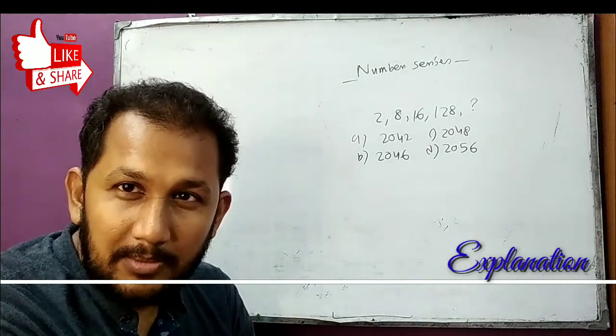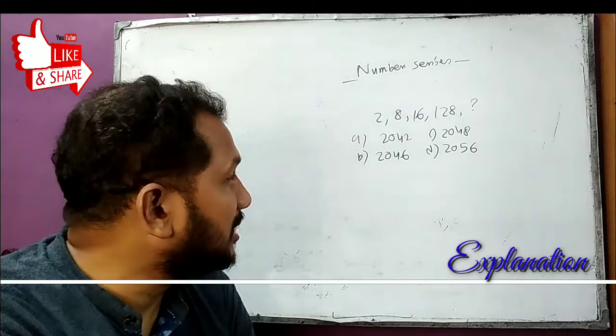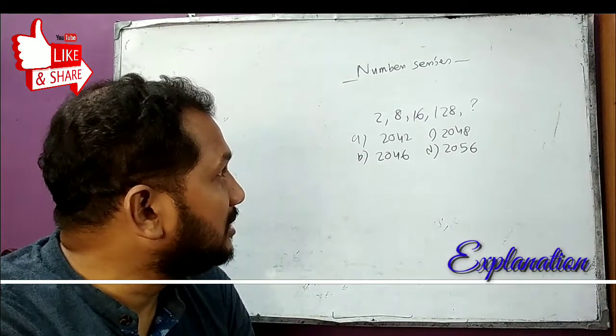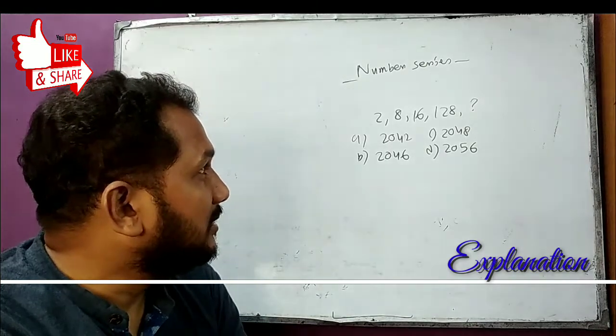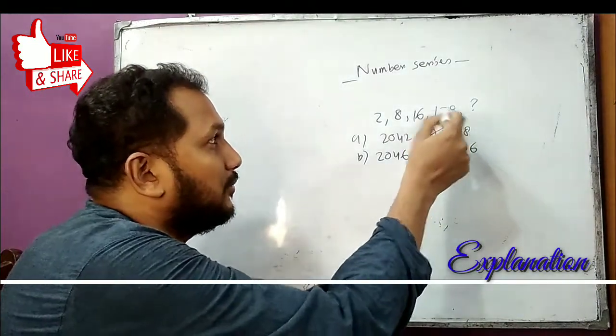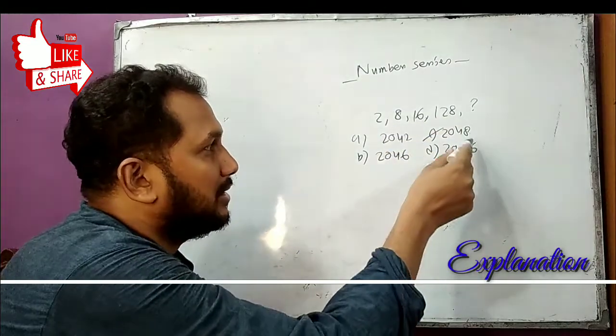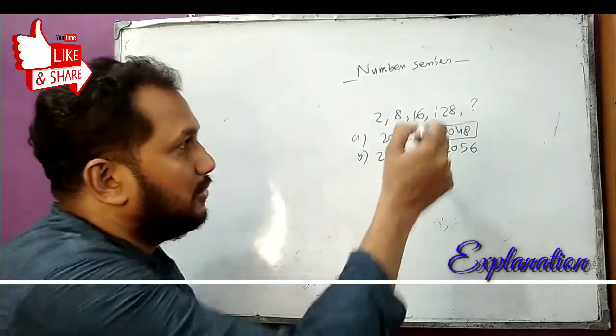After multiplying the first two numbers, we get the third number, that is 16. Then 8 into 16 equals 128. Then we will get 16 into 128.